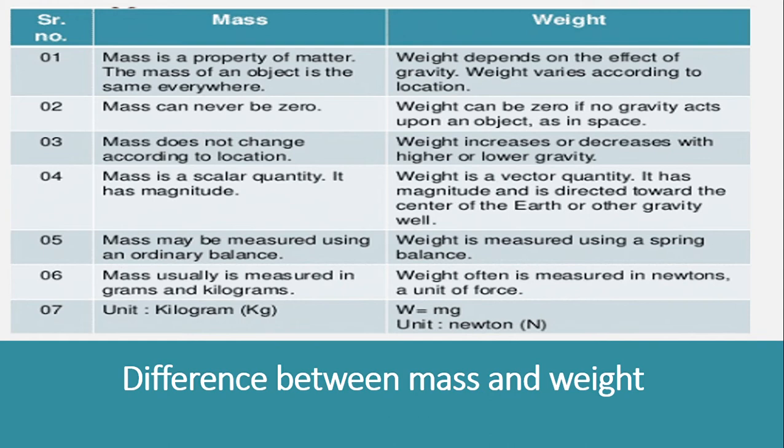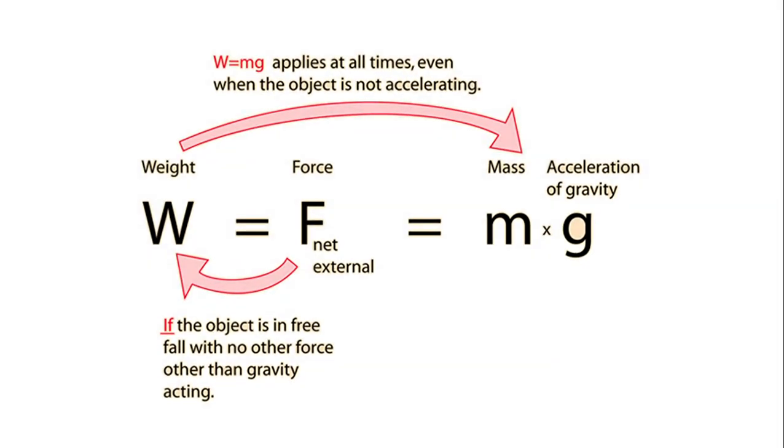The unit is newton, but if you write it in base units, then it can also be written as m, which gives you kg, and g, which is acceleration, so that gives you meters per second squared. So the units of weight are basically kg meters per second squared. Moving forward, this is the formula that you need to keep in your head and you need to memorize it. It's not very difficult. Again, that says that weight is a force, it is an external force, and it applies at all times, even if an object is not accelerating.